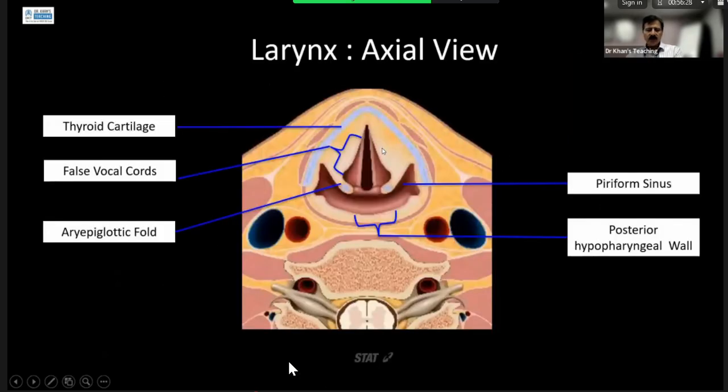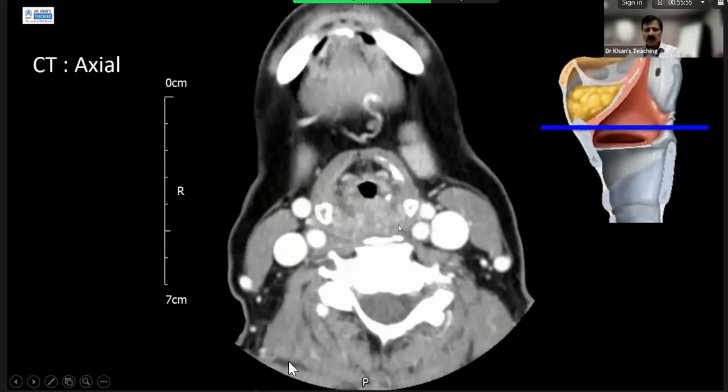Now, this is another level, next level. Now we can see the thyroid cartilage. This is the paraglottic fat. And don't get confused with this airway where the diagram, this is the true chord level. So right now the airway will not be like this boat. But the aryepiglottic fold, which is this one, is visible now. And this is the piriform sinus. This is the posterior wall of the hypopharynx.